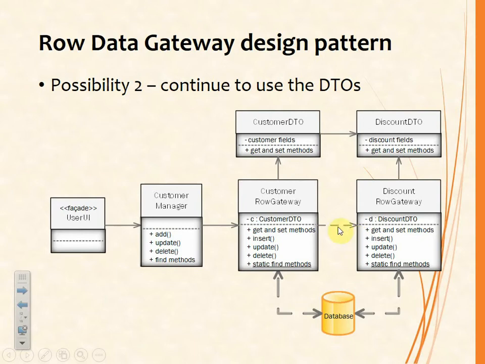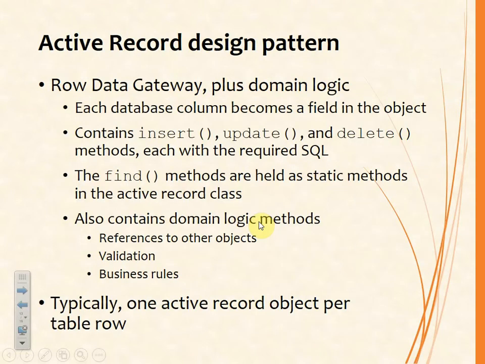We haven't violated the idea of the pattern in as much as we've still got those database columns represented within the gateway, but it's represented as a DTO object. And the find methods, which are still static, they'll get that data from the database, set up a customer DTO object with that data from the database, and then store the reference to that DTO inside this object member here. Now, if we take the concept a step further, and possibly this is a step too far, we end up with an active record. Remember, I said that the row data gateway is separate from the business logic.